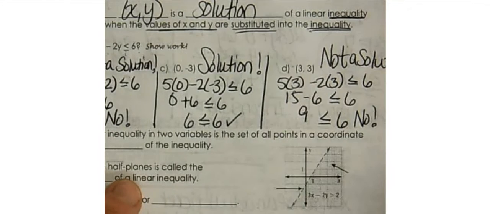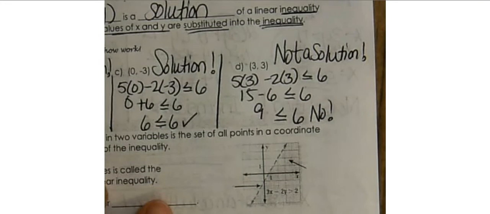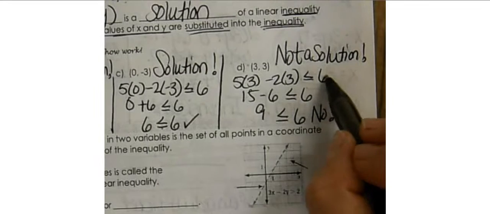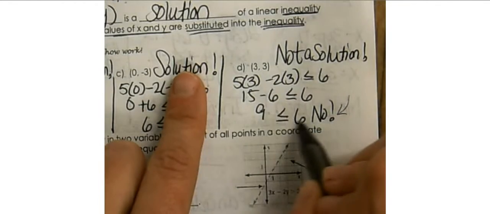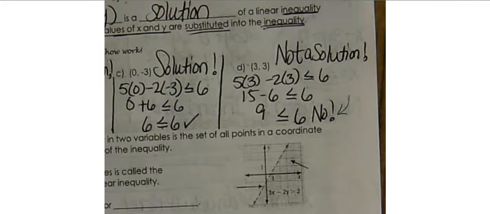The amount of work that I showed is right around the amount of work that you're going to need to show when you do your homework. If you showed the substitution and then went straight to this answer showing that 9 is not less than or equal to 6, that's enough work that you need to show. But always show the substitution into the original problem.